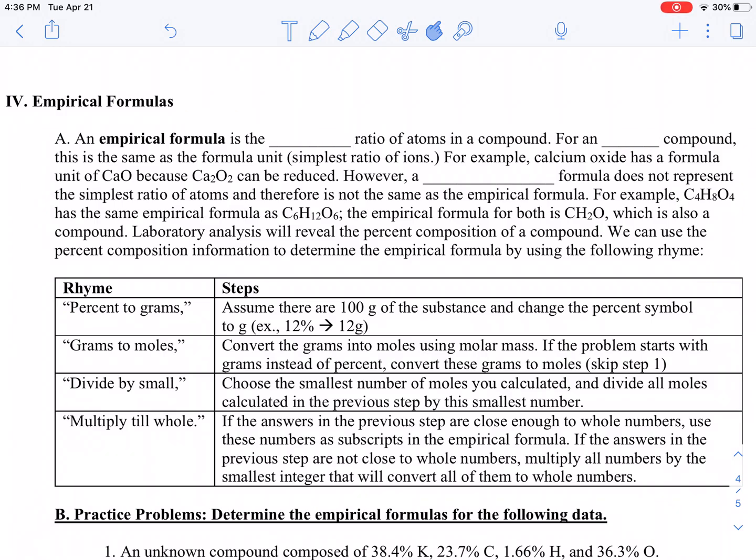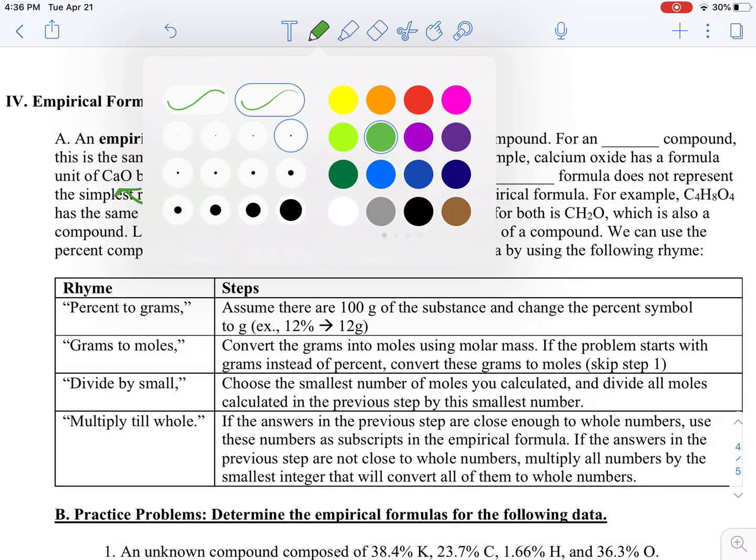Hey everybody, we've already seen that ionic compounds can be reduced in terms of their formula because of the arrangement of the ions in a crystal lattice. So for instance, if you found an ionic compound to have a formula of Ca2O2, that would automatically reduce to the simplest ratio of CaO. But for a covalent compound, it doesn't really work that way.